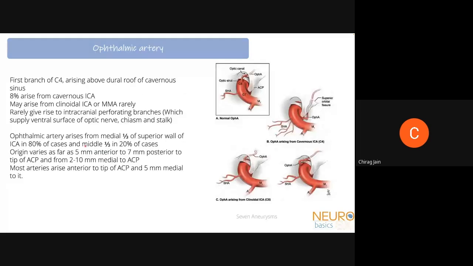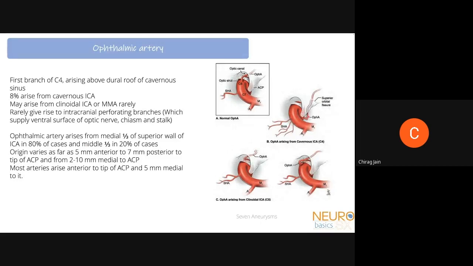Coming to the ophthalmic artery, it is the first branch of the supraclinoid ICA. It is the first branch of C4, and most commonly it arises above the dural roof of the cavernous sinus. And so we usually use the ophthalmic artery to define which is the intradural portion of the ICA. Whatever structures are below the ophthalmic artery are, in at least 90 to 95% of cases, going to be extradural.